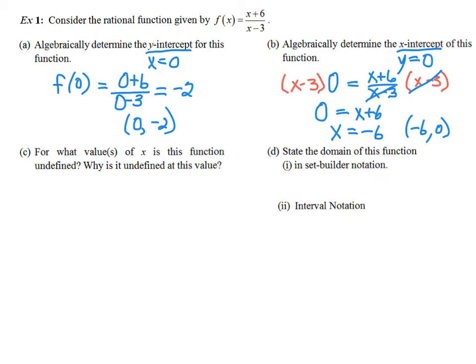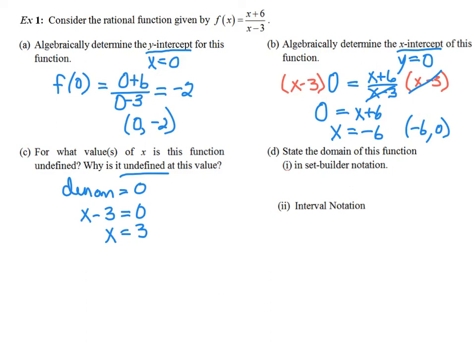For part C, we want to find the values of x for which this function is undefined, and why it turns out to be undefined. Now we should remember that word undefined as meaning the denominator is equal to 0. So looking at my denominator, I have x minus 3. I'm going to set x minus 3 equal to 0 to find out where the denominator is 0. If we add 3 to both sides of the equation, I have x equals 3.